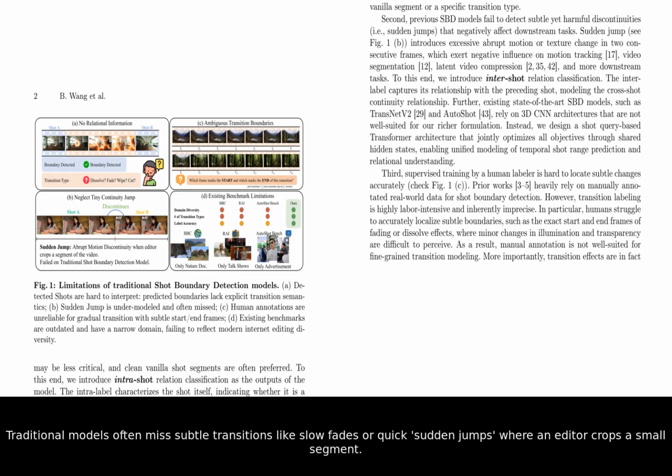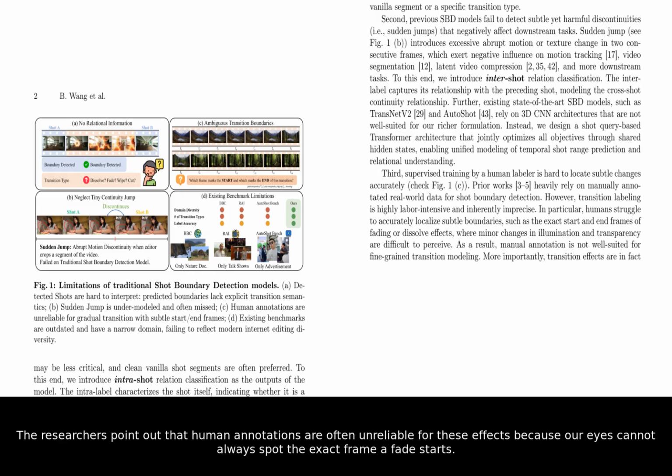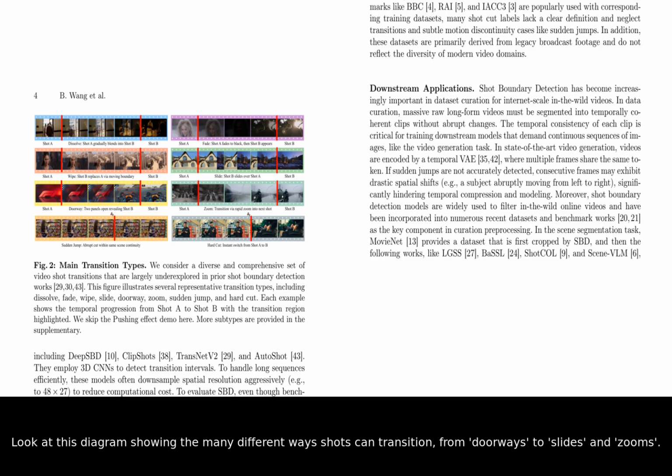Traditional models often miss subtle transitions like slow fades or quick, sudden jumps where an editor crops a small segment. The researchers point out that human annotations are often unreliable for these effects because our eyes cannot always spot the exact frame a fade starts. Look at this diagram showing the many different ways shots can transition, from doorways to slides and zooms.